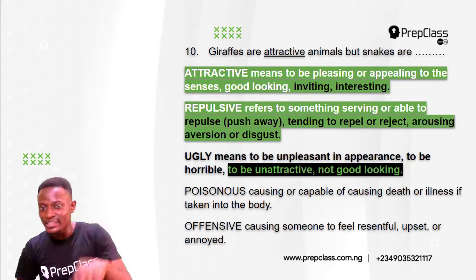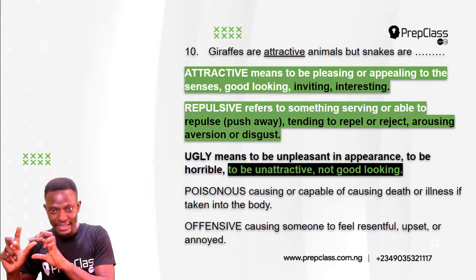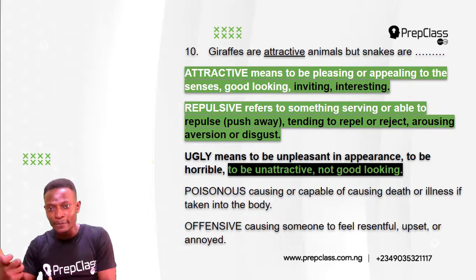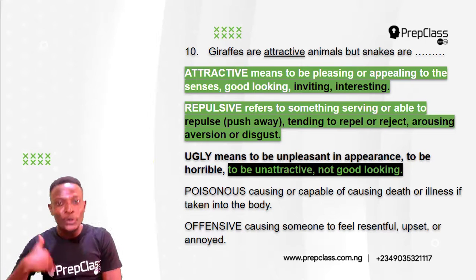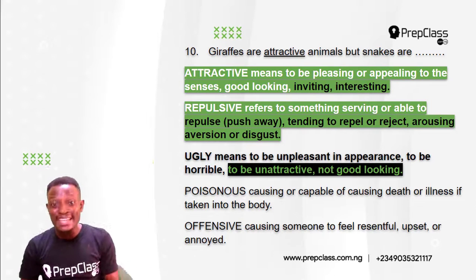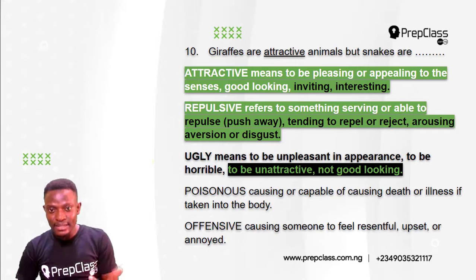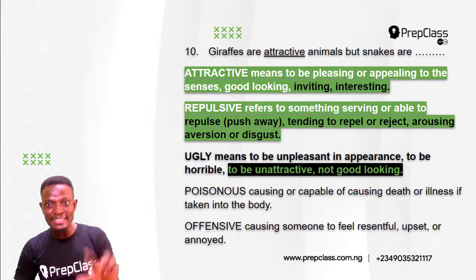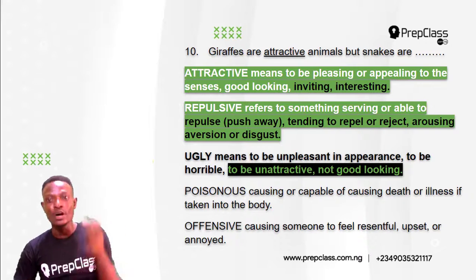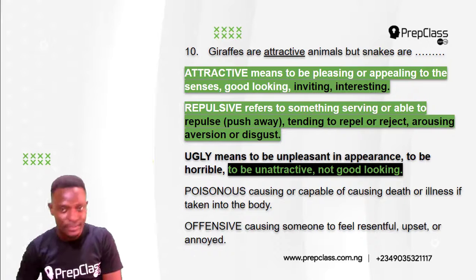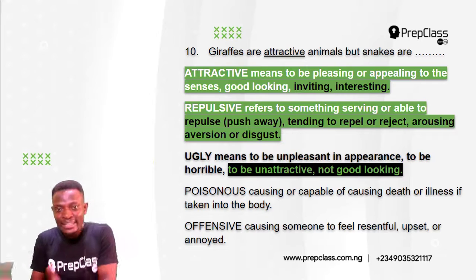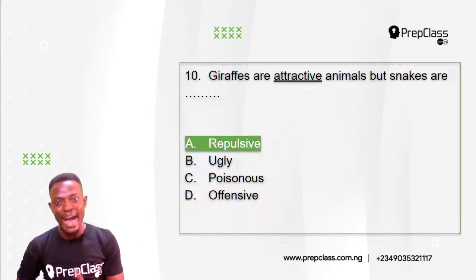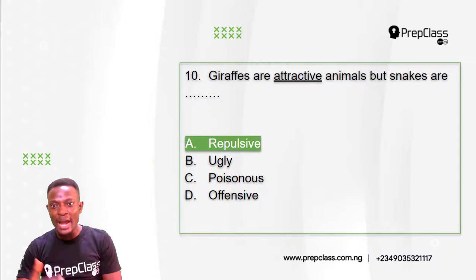Now, attractive in this sense does not mean to be good looking. Yes, giraffes are actually attractive, they are good looking, but they have what? This inviting, this interesting ability, this interesting trait. They draw people close to them, but snakes are repulsive. Some snakes are actually beautiful. Yes, not all snakes are ugly. So you can't say snakes are ugly here because some snakes are actually beautiful. Some snakes are attractive, but all snakes are repulsive. Nobody wants to get close to snakes. They tend to push you away. They tend to repel you. They arouse aversion or disgust. So the answer to this question is option A. Giraffes are attractive animals, but snakes are repulsive.